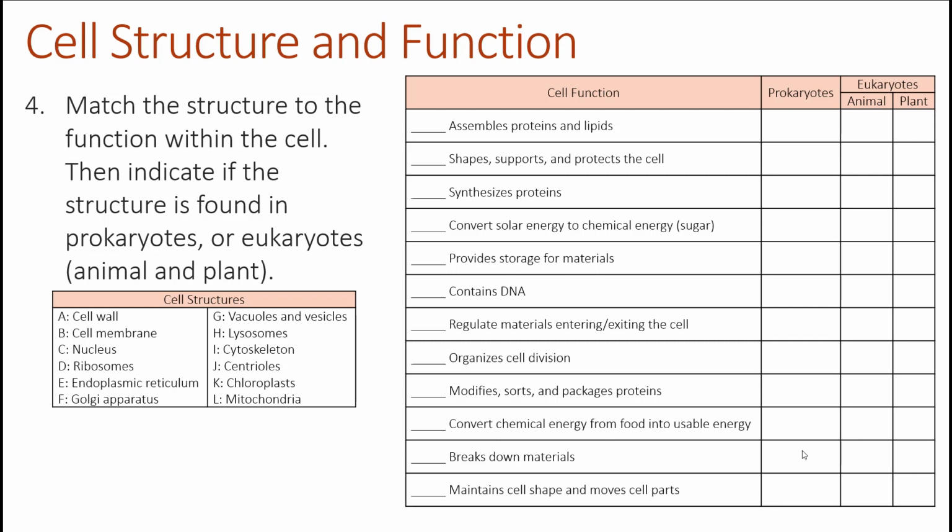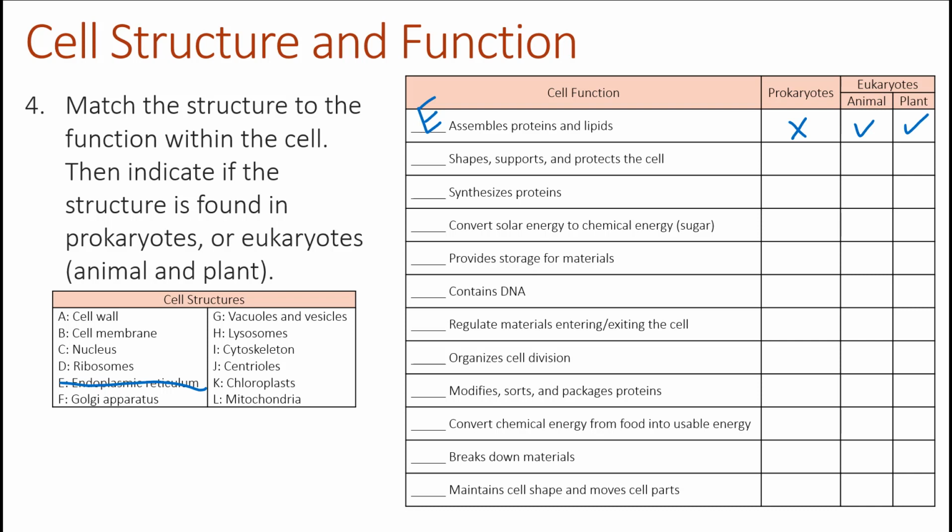The next question asks us to match the structure to the function within the cell, and we're going to indicate if the structure is found in prokaryotes or in eukaryotes, plant and animal cells. So my first blank is assembles proteins and lipids. So assembling proteins and lipids is going to be my endoplasmic reticulum. And the endoplasmic reticulum is not present in prokaryotes, but it is present in plant and animal cells.